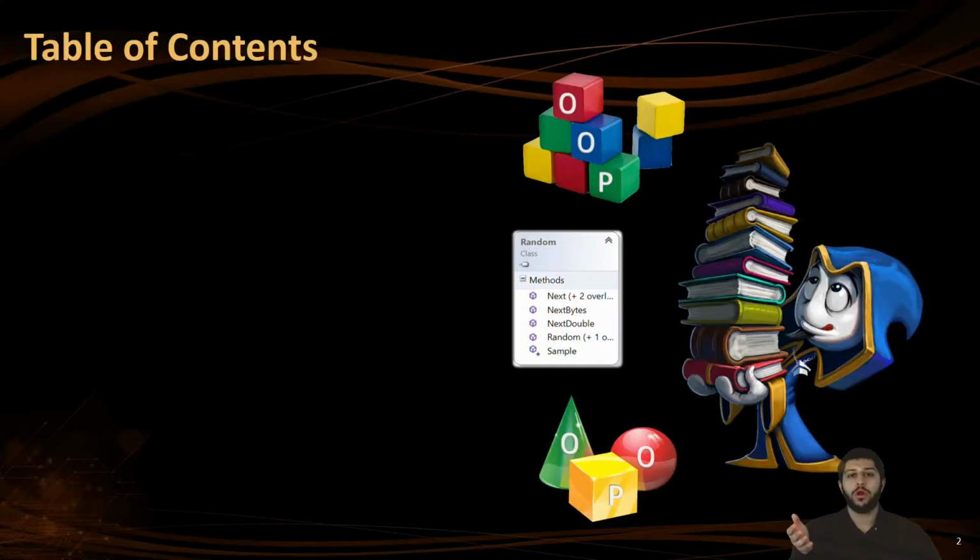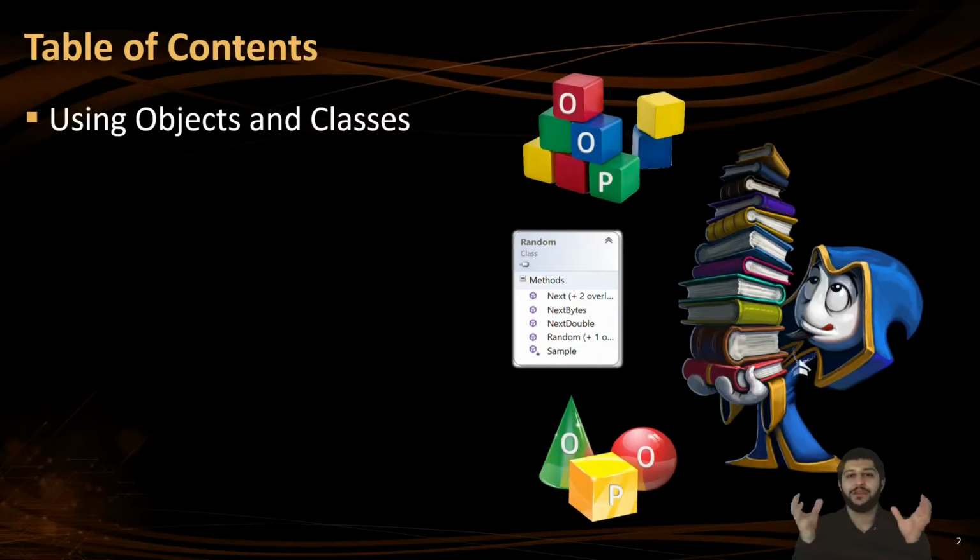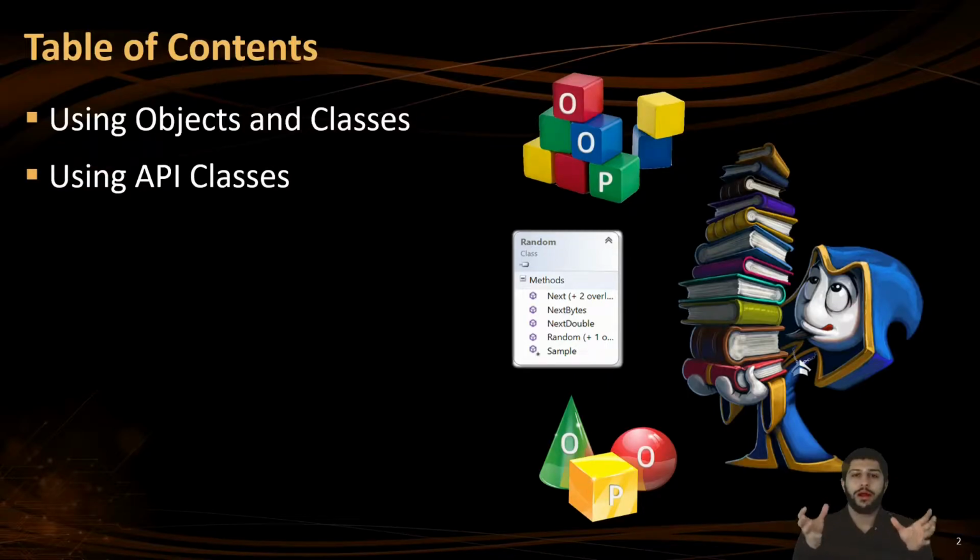So first of all, we're going to look at what the difference between an object and a class is and how to use them. And this is going to give us the foundation on which we're going to build the later knowledge that we need. After that, we're going to discuss some already existing API classes that we can use, and these classes were provided to us by the core developers of the language.